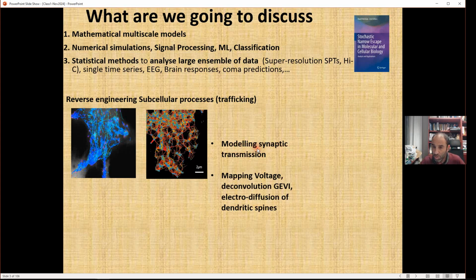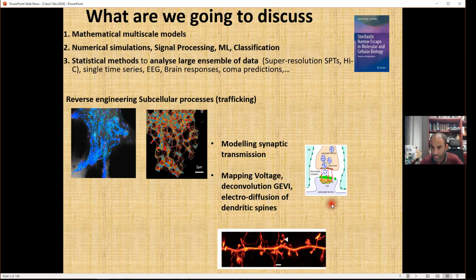Modeling synaptic transmission, we'll spend time on this, as well as mapping voltage and deconvolution of voltage dye, because if you have a molecule that emits light and you have many of them, you have to understand how to convert this light into voltage so that you can quantify it. And usually, as we're going to see, we need electro-diffusion modeling. This is a model that accounts, at the same time, for diffusion and the interaction of molecules or ions due to the electric field that they generate when moving.